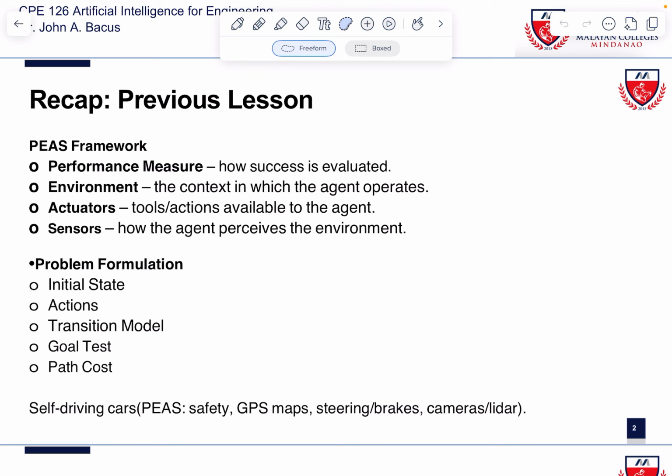Now, how do we formulate a problem? First, we have to have an initial state and then the actions that will be done after that state, and then the transition model, how the agent will react or move, and then what the goal of that agent is and how much path cost it will take.